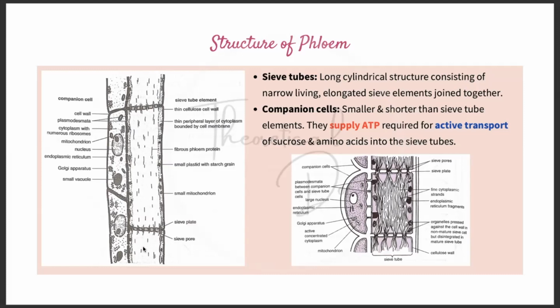Literally, their function is just to transport in the plants. So they need this companion cell. They're always together. That's how you remember companion cell. You need company. So they're beside each other always. They come in pairs. They have to be together always.